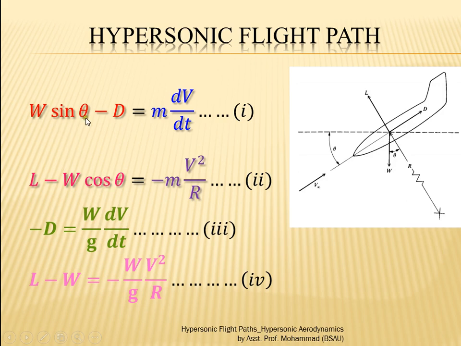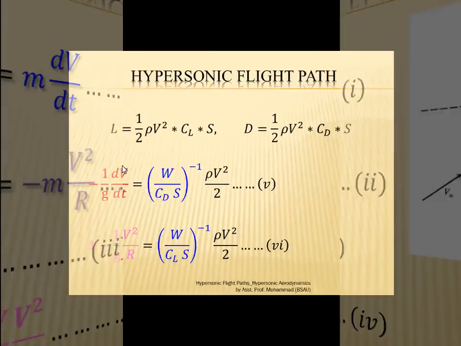So if this term vanishes, it becomes minus dV by g, where W by g is actually m. M is equal to W by g, and then we have L minus W, so cos theta becomes 1 and sin theta becomes 0, and we put this here. There is not much manipulation in these two equations, but just by putting the assumption that theta is very small, so sin theta almost vanishes and we put 0, and cos theta is equal to 1, we get these equations.